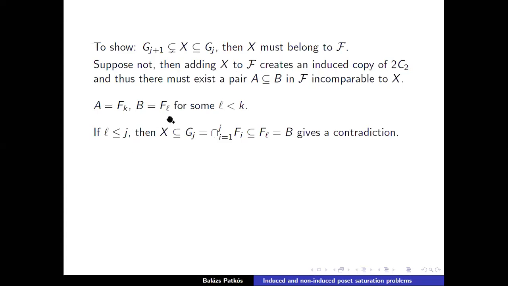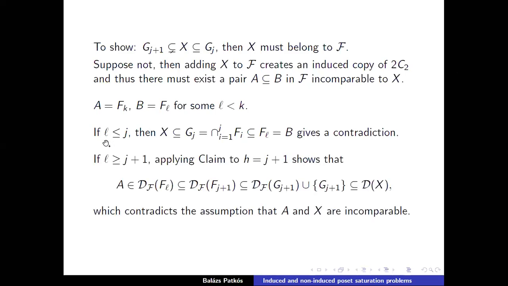So the first case is when the index of BL is at most J, so at most this J that we are talking about. So then what do we have? Well, X is a subset of G sub J. Well, what's the definition of G sub J? It's the intersection of all the previous FIs. In particular, FL is one of them, and FL is B, meaning that B contains X, which is a contradiction because X and B are not supposed to be in containment relation. So for this case, I got my contradiction.